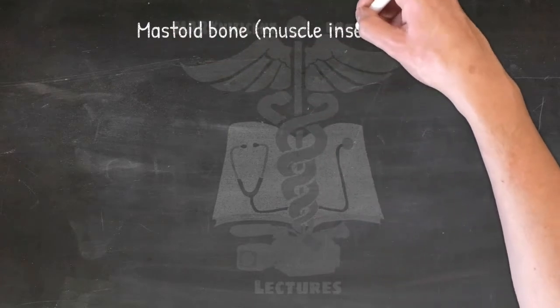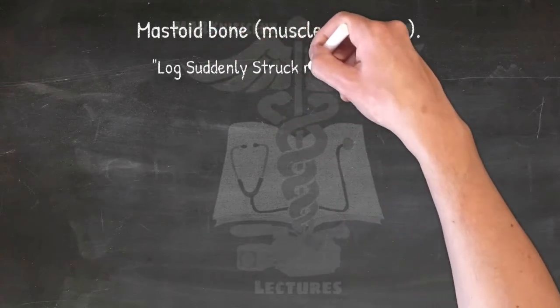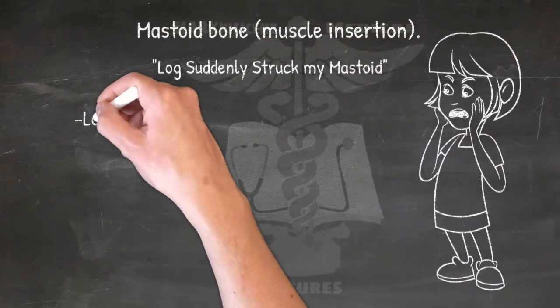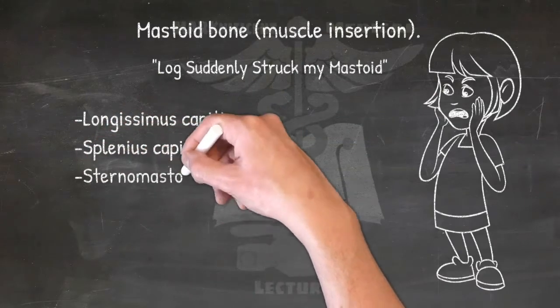Mastoid bone, muscle insertion. Log suddenly struck my mastoid. Longissimus capitis, splenius capitis, and sternomastoid.